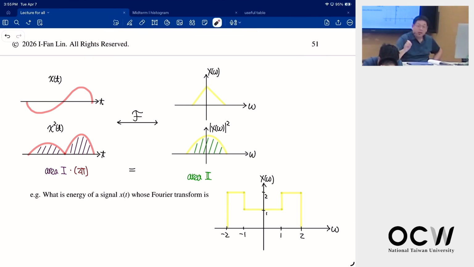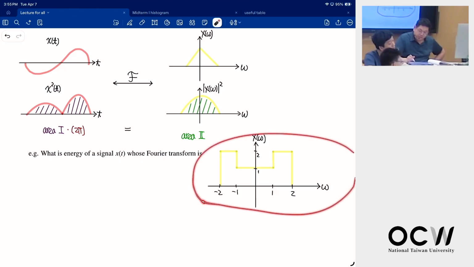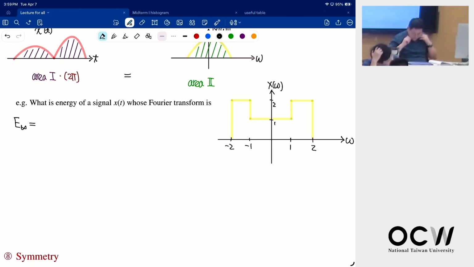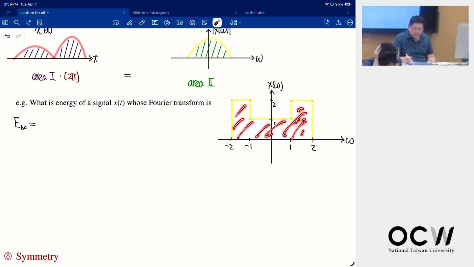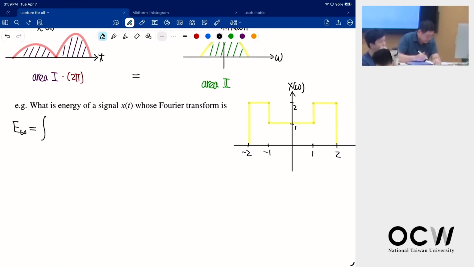Maybe your turn. What is the energy of the signal x? We only know that the Fourier transform looks like this one, like a castle. Then what is the energy of the signal? You just need to find the area, but you need to divide by what? 2 pi. If you want to find the energy of the signal, you can also see that in the frequency domain. It's the same from Parseval's theorem.